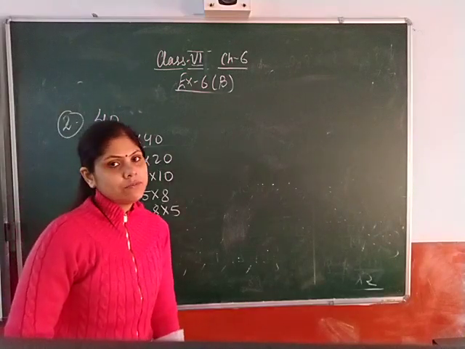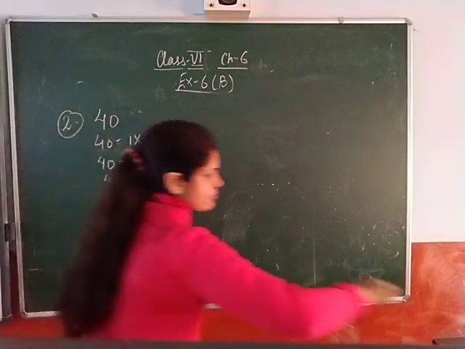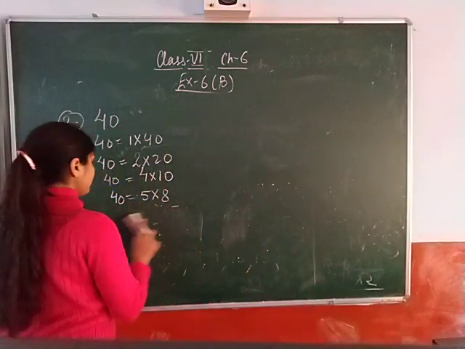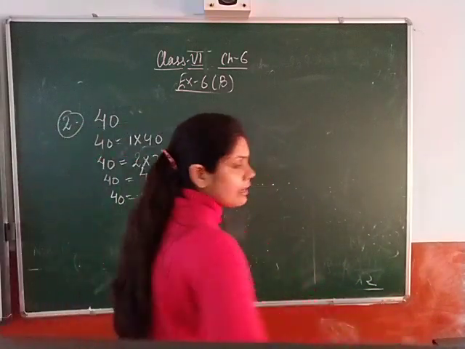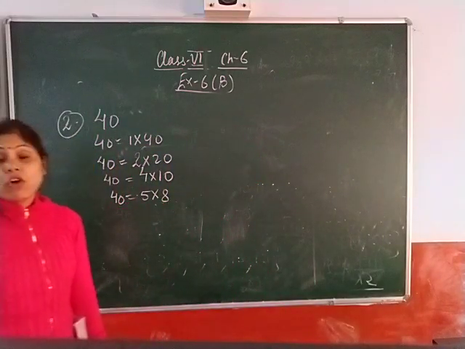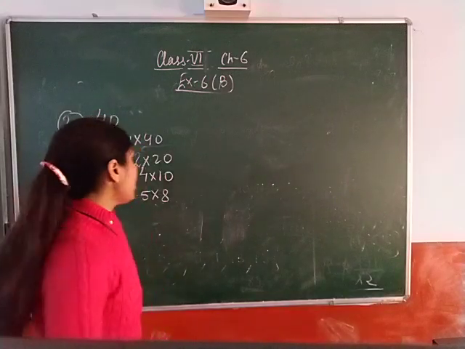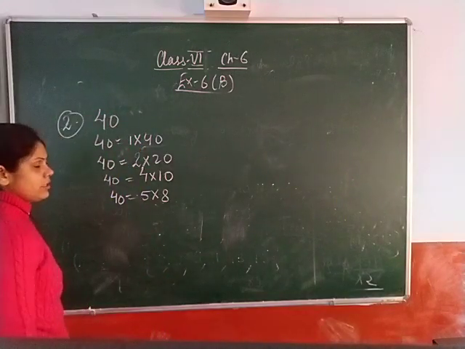Then 9, no, 10 it will come. Already we have written it, we will not write it twice, here I have written this twice. Then 11 will not come, 12 will not come, 13 will not come, 14 will not come, 15 will not come, 16 also. So now it will come as 20 only.